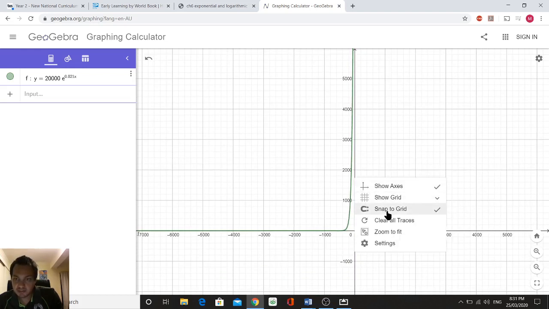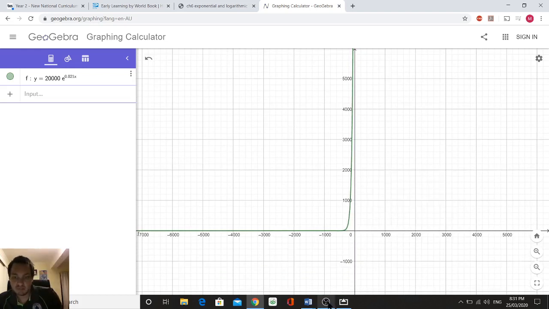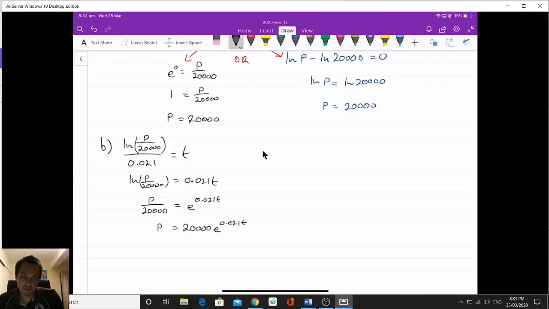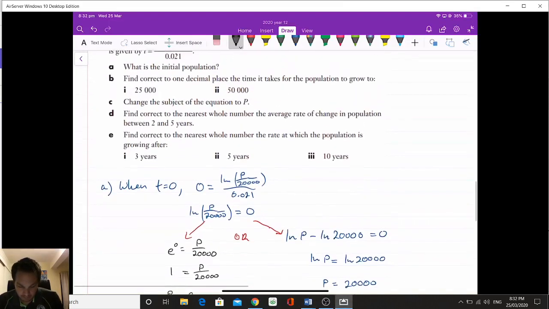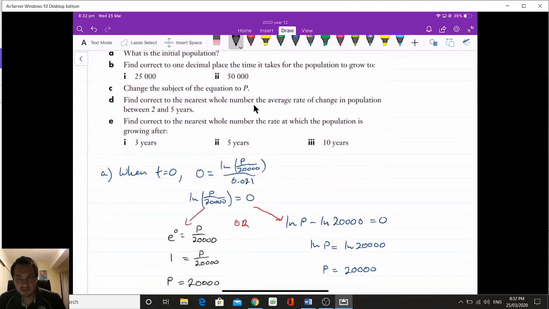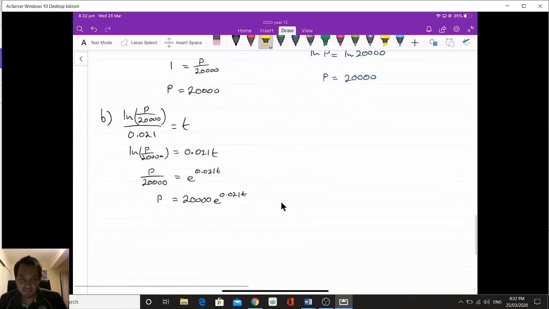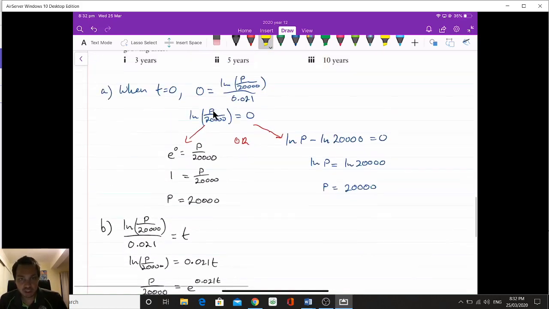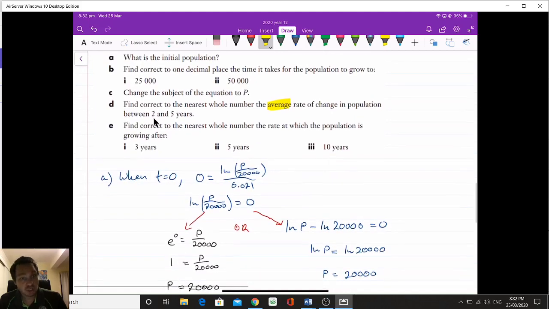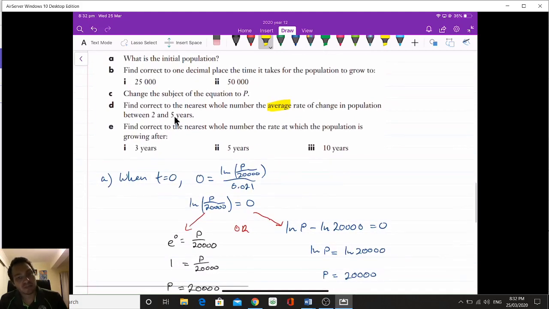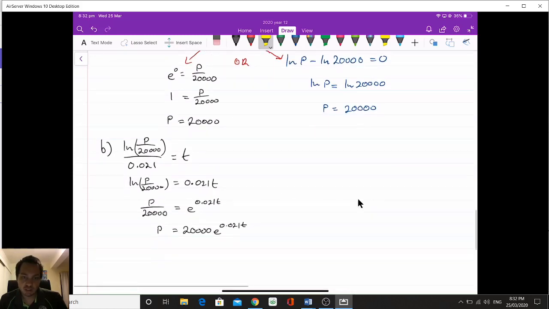I might just not even bother with that. I was hoping to. But what this question was asking, if I just do another graph of this, the average rate of change, this is not the instantaneous rate of change. Okay, this is the average rate of change. So we're just finding that by finding what is the population when time is 2, what's the population when time is 5, and then we'll just find the rise over run.